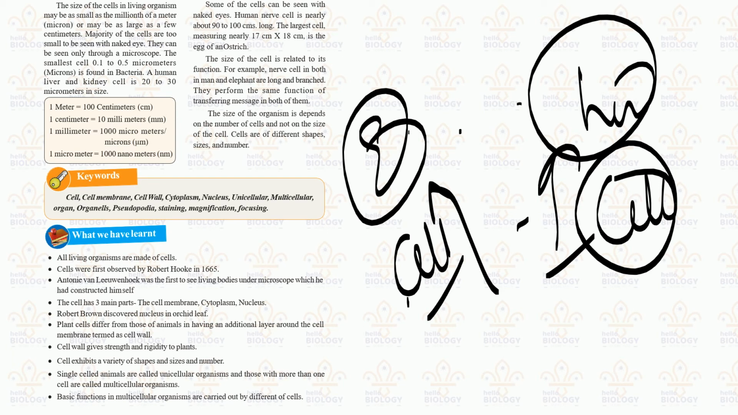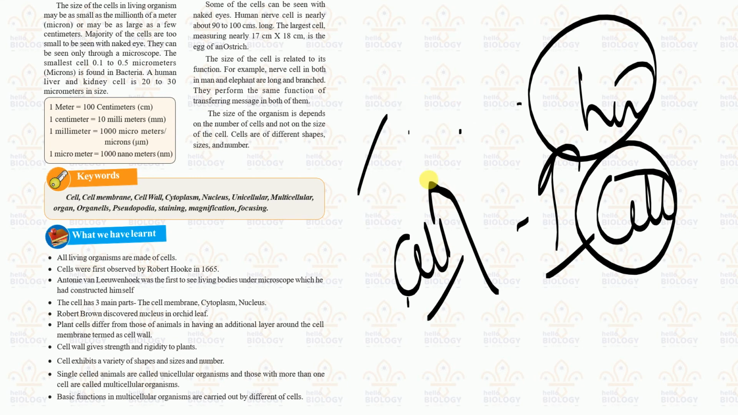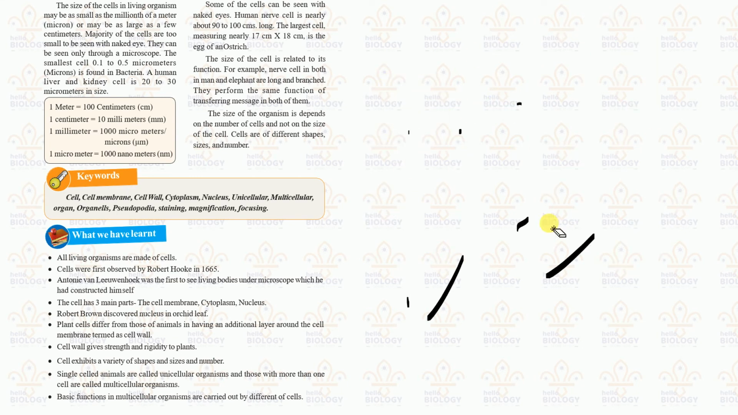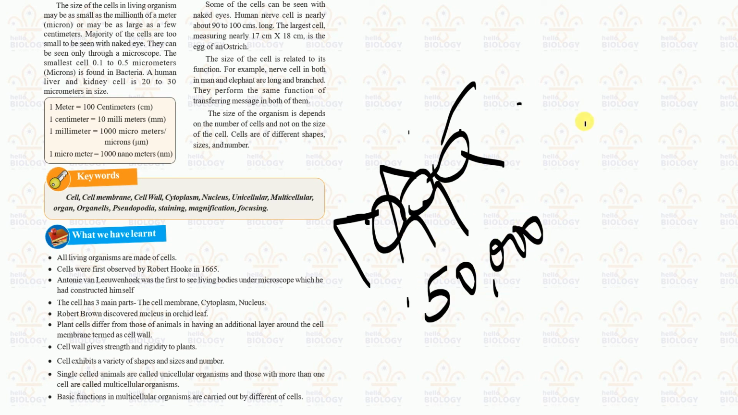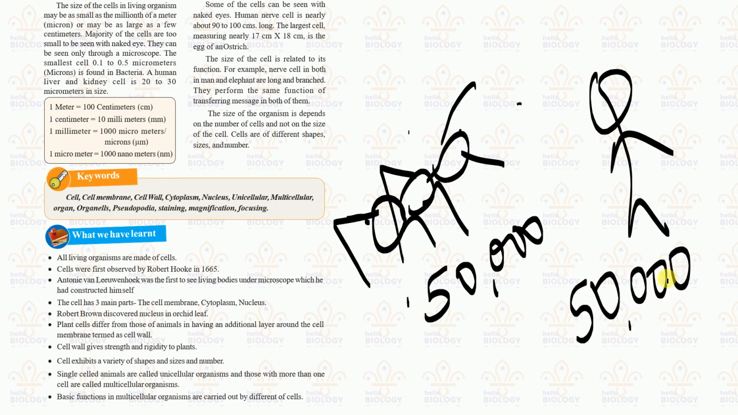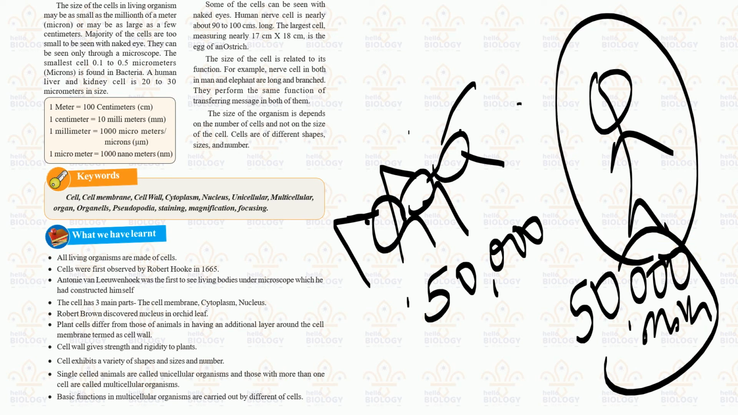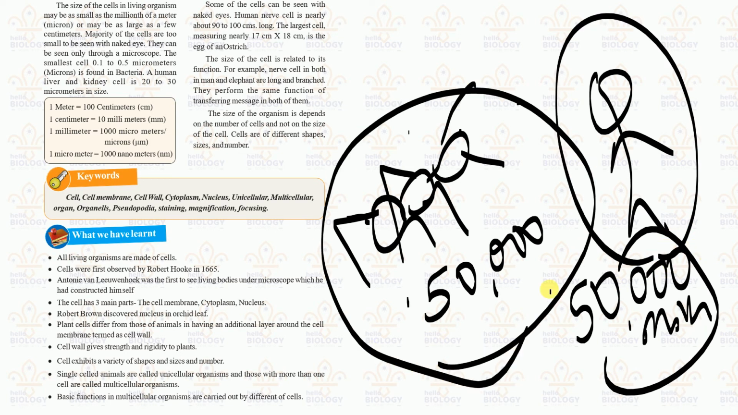The size of the organism depends upon the number of cells. If the number of cells is many, then the size of the organism is also large. Understood? For example, in an ant the cells are nearly 50,000. In a human, the cells are nearly 50,000 million. So obviously the size of the human will be large, and the size of the ant will be smaller.